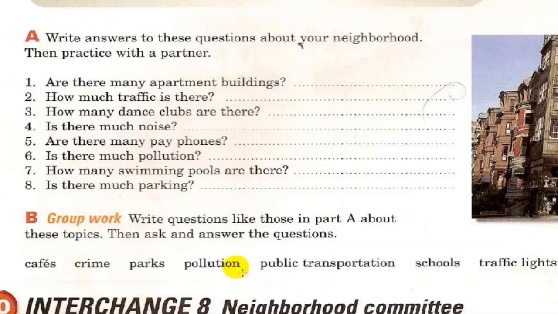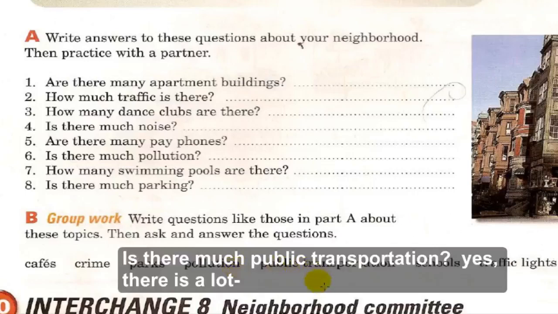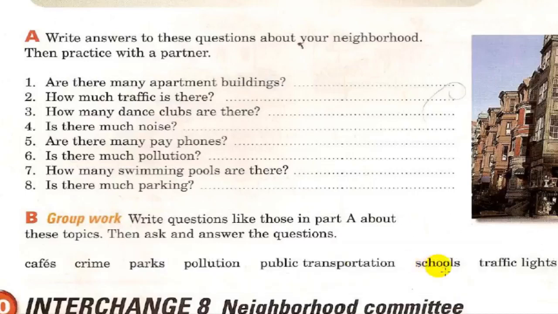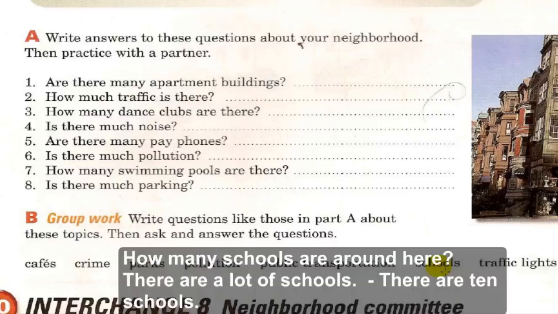Is there much pollution? Yes, there is. Yes, there is a lot. Is there much public transportation? Public transportation is a non-count noun. Yes, there is a lot. Schools. How many schools are here? There are a lot of schools. There are 10 schools.